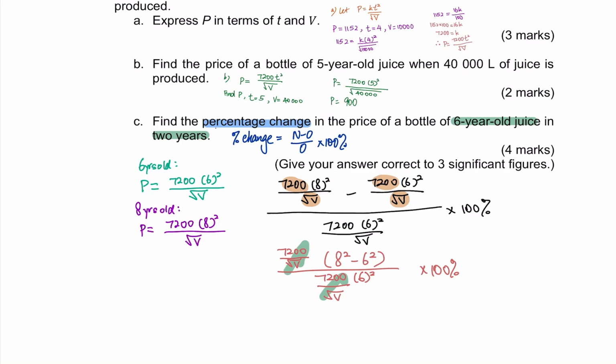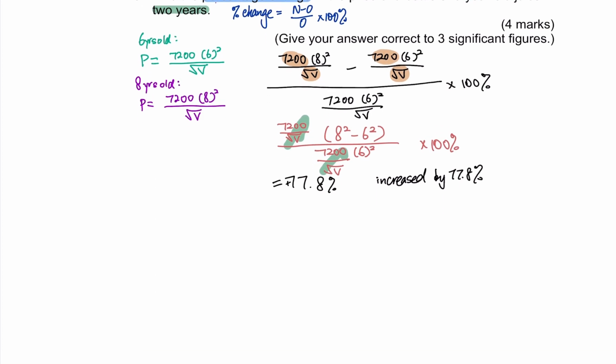And then click in calculator the whole thing, and then also times 100. You will be able to get the final answer at 77.8%. You need 3 numbers in the end. So it's increasing by, so the change is increased by 77.8%. Easy. Let's move on then.